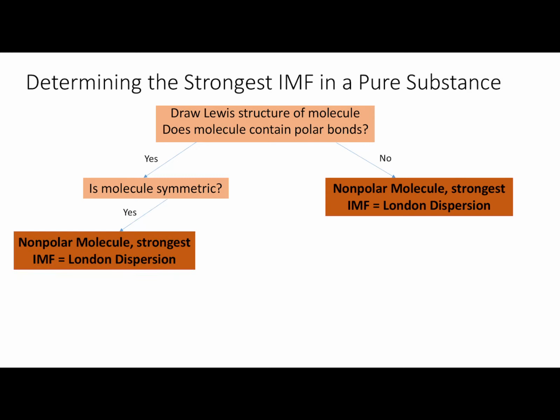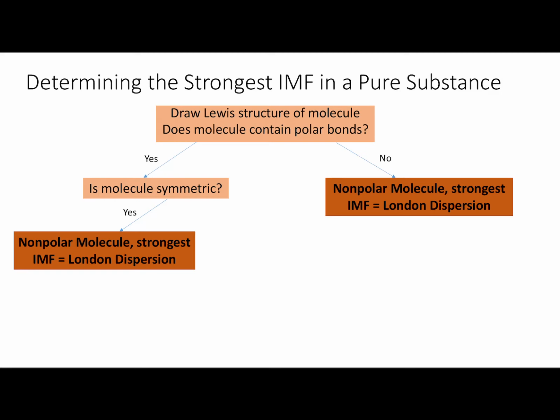If the molecule is symmetric, then the molecule itself has no net dipole moment, and therefore the molecule is again nonpolar. This means that the strongest intermolecular force the molecule can experience is again London dispersion forces.